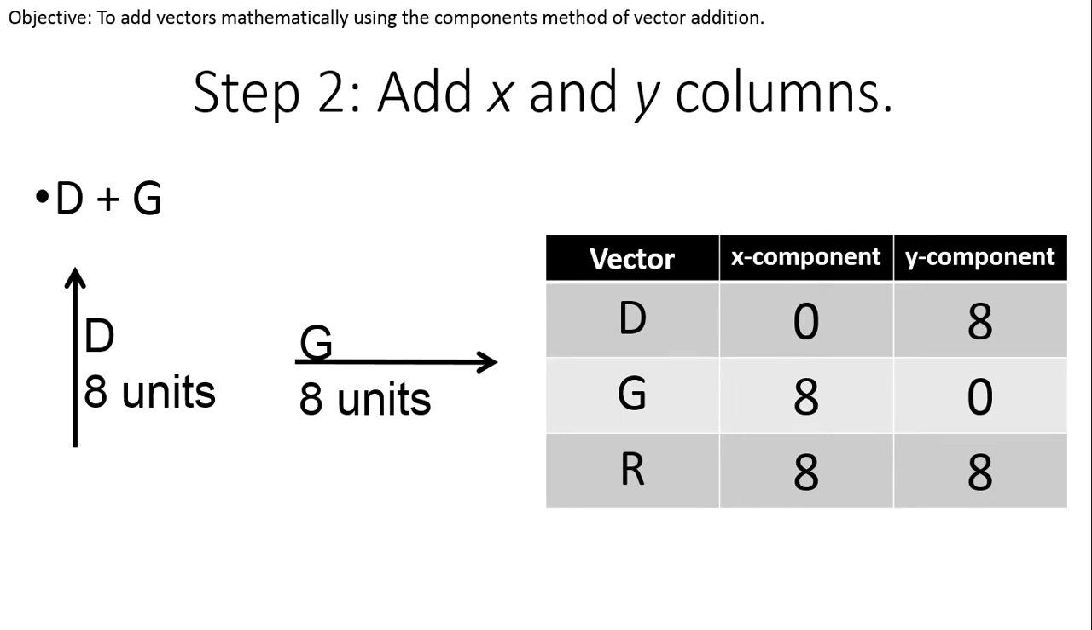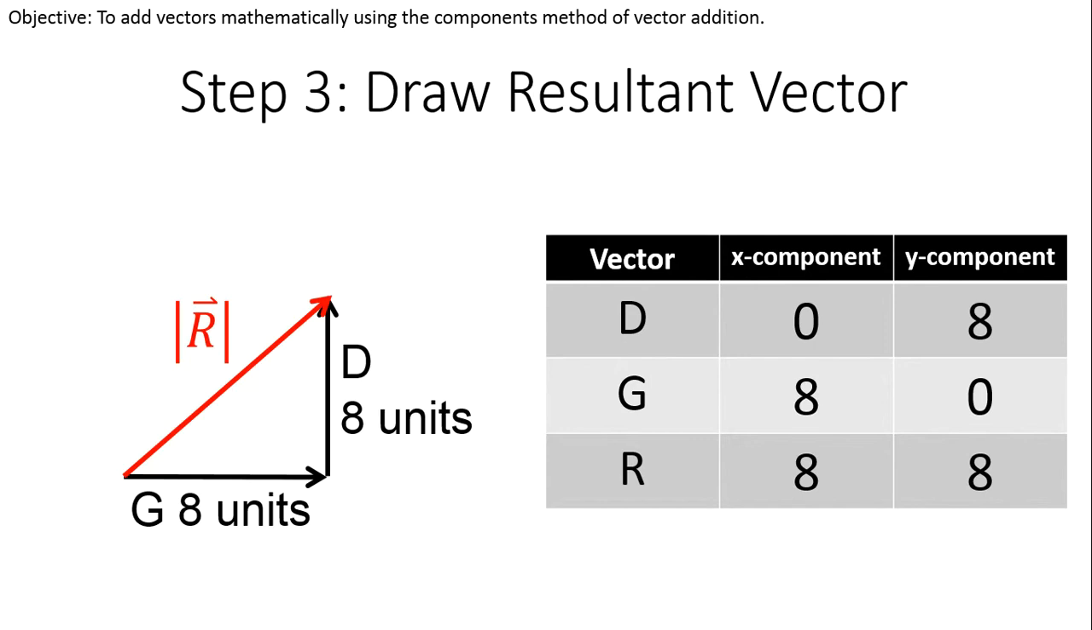Let's move on to step 3 here. Do you remember step 3? Well, step 3 means we're just going to take these 2 vectors, or these 2 components, and create a new vector. So we've got G going over 8 and D going up 8. So now we have our resultant vector. We've drawn that here. Step number 4 means we need to get the magnitude of this guy. So we've got one side here and one side here. So we're going to use the Pythagorean theorem to get that magnitude.